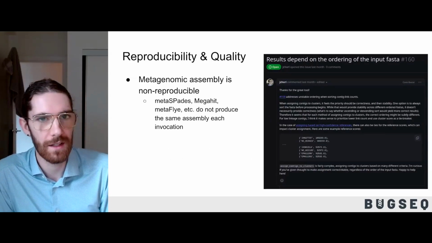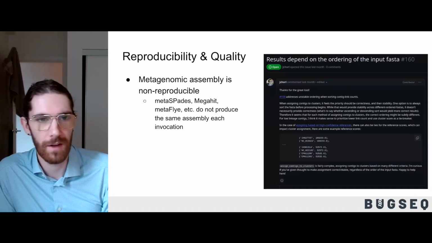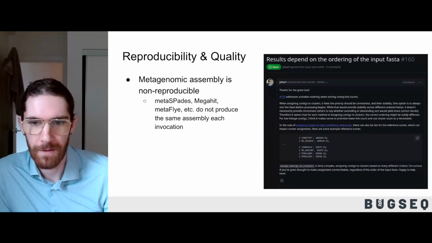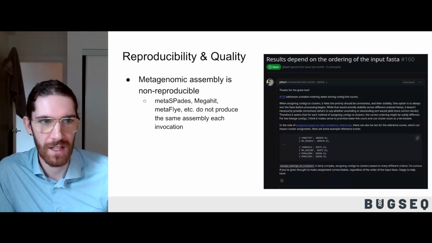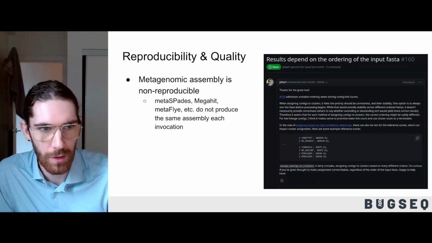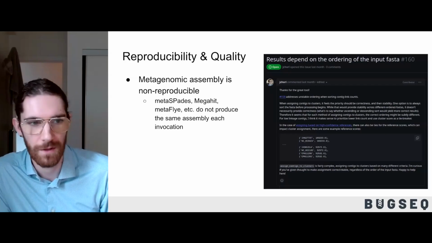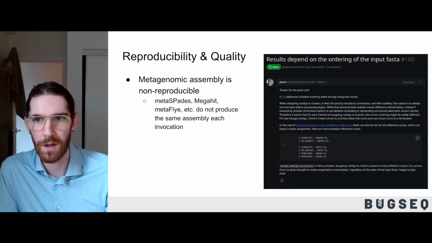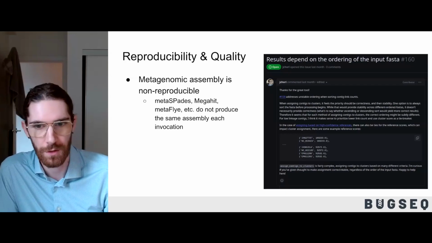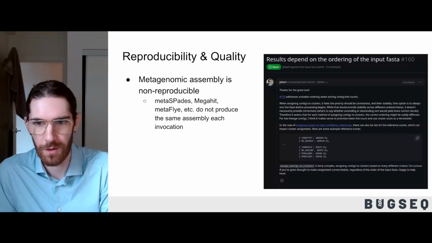Reproducibility is obviously a key consideration, and we've been working with open source tool developers in order to identify issues with those tools. One such example is with metagenomic assembly that is inherently non-reproducible, and many of the common assemblers don't produce the same assembly with each invocation. And we've been working with developers of these open source tools in order to mitigate some of these limitations of metagenomic assembly.